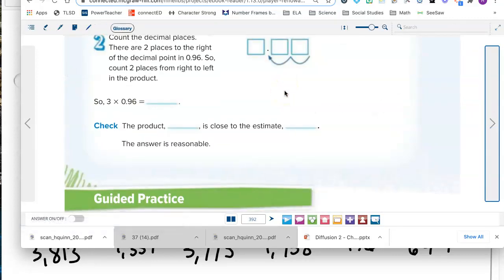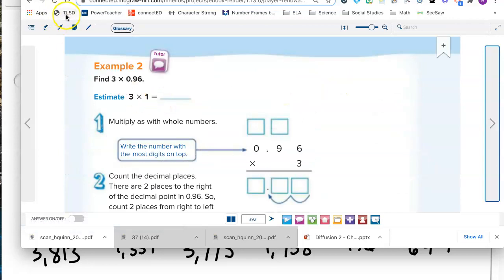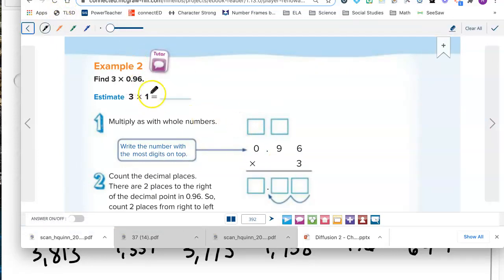Okay, so on page 392, we're going to find 3 times 0 and 96 hundredths. Again, we're going to round, or estimate. 3 times 1 is 3. Oops.